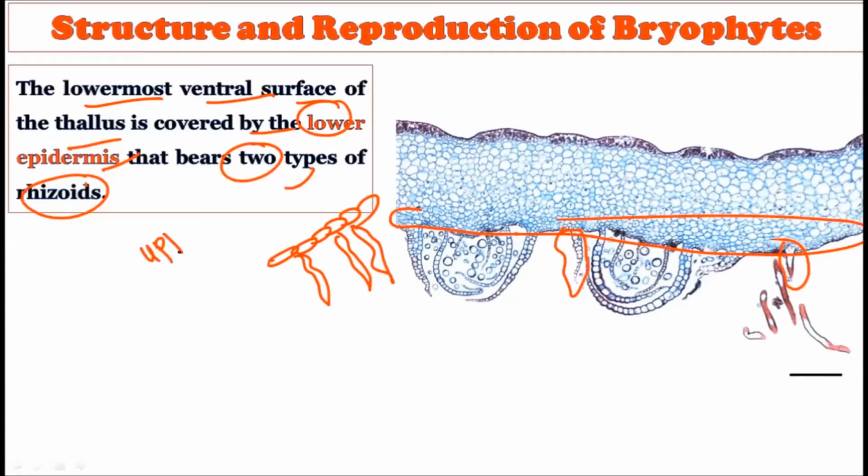So we have the upper epidermis, then the lower epidermis. On the lower epidermis, what do we have? The rhizoids. Rhizoids come out of this lower epidermis. And the upper epidermis shows the presence of air pores. Air pores are present on the upper side.